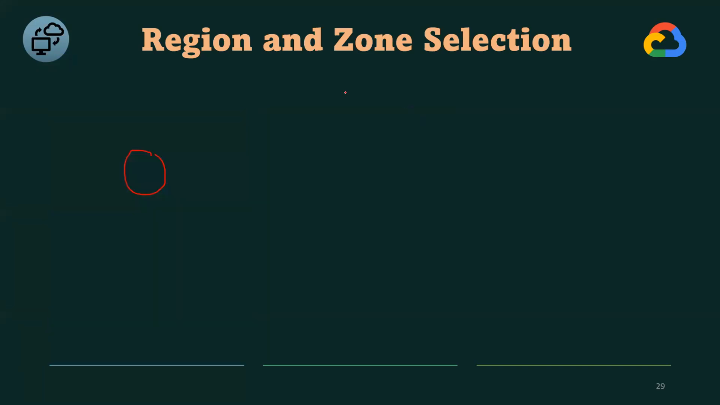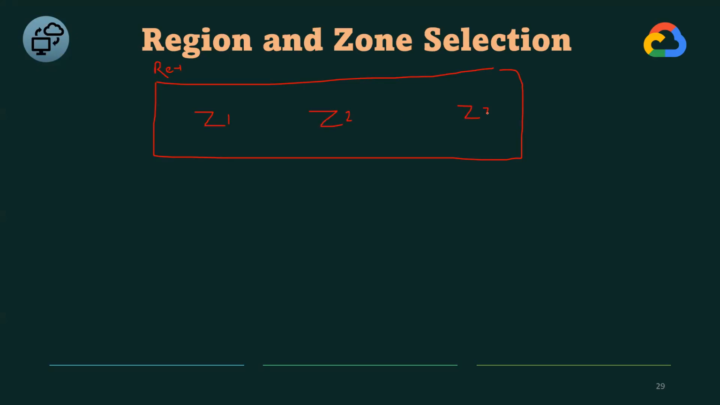So what they are saying is, assume that you have one region, and in that region you have zone 1, zone 2, zone 3. You want to deploy one application, and I already told you that each zone is connected to one more zone via a high bandwidth network.